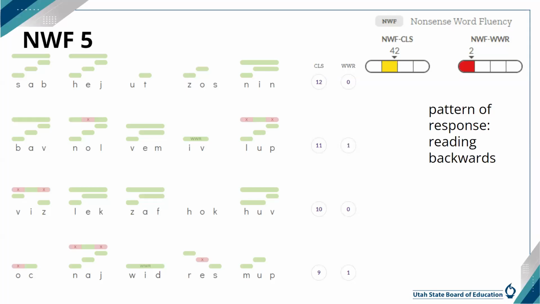I do fully expect to get more invalidations as we start this beginning of year fall benchmark, as people think that they're prepared to give that assessment, and then when they get into the actual measures and are doing it with students, they realize that their scoring is not as accurate as they thought it was. So it's really important to practice so that you can become very proficient at giving the measures, and especially nonsense word fluency. Like I said, it is the hardest measure to administer.